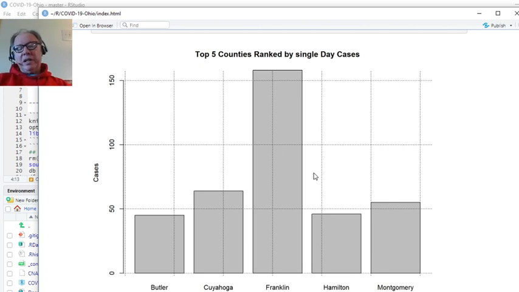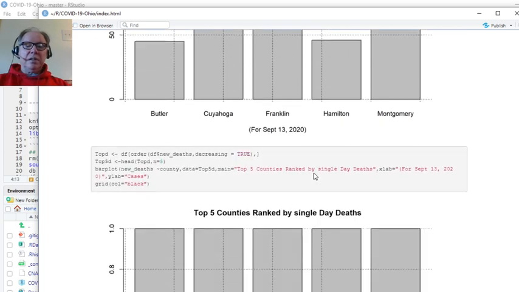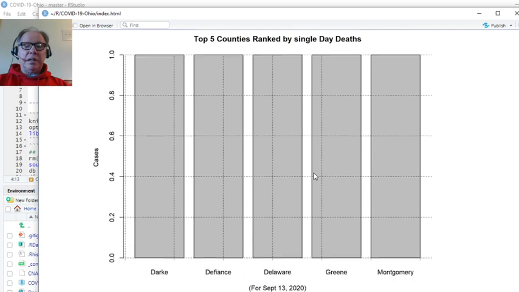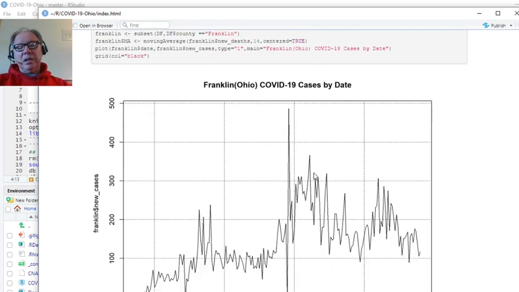These are the five counties that had the most cases during the last 7 days. No surprise that Franklin is the highest. But if we look at the same thing as far as deaths, if these numbers are correct, these counties only had one death during the last 7 days, which is sort of interesting.